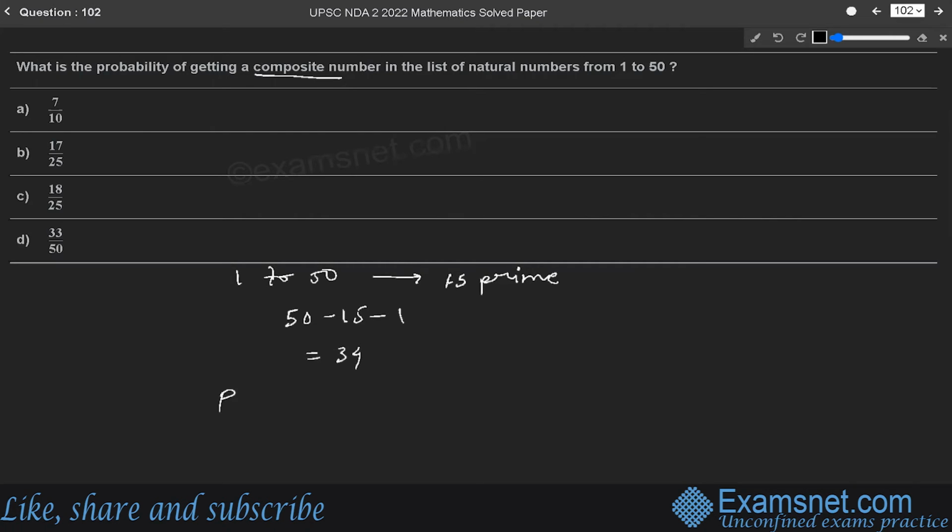Now the probability will be 34 upon 50, because 50 is the total number. So it will be 17 upon 25. Therefore, the correct option is option number B here.